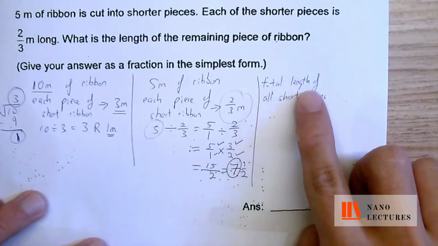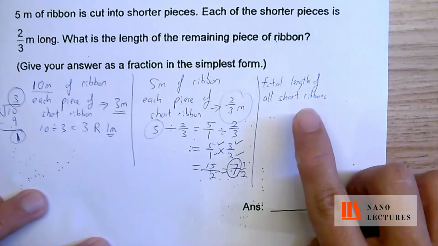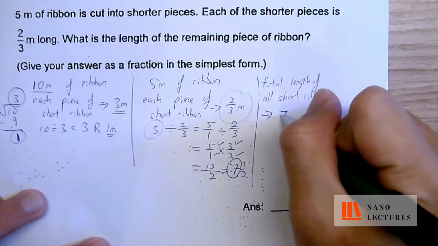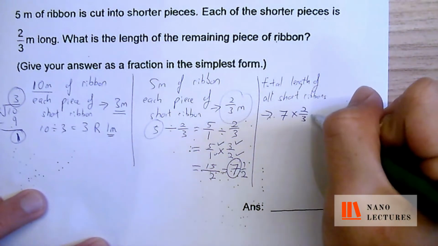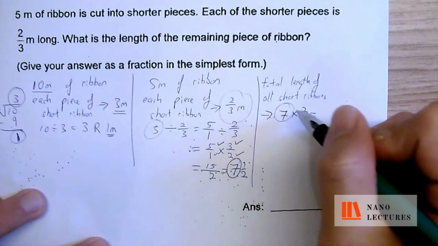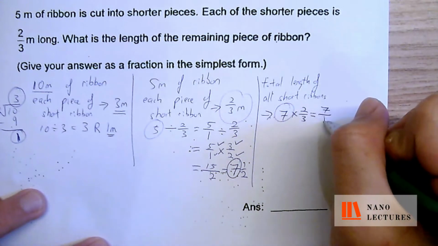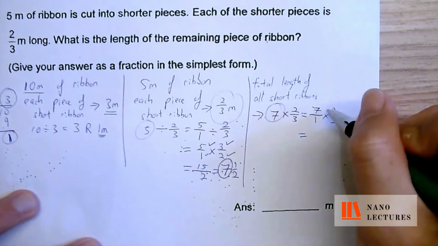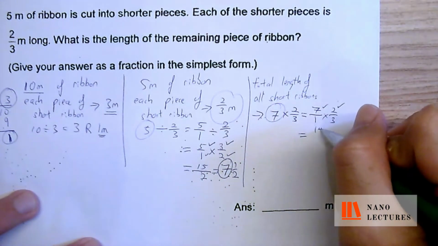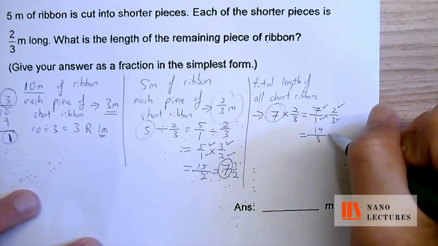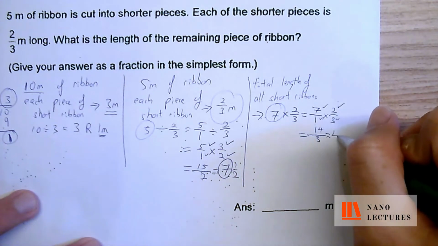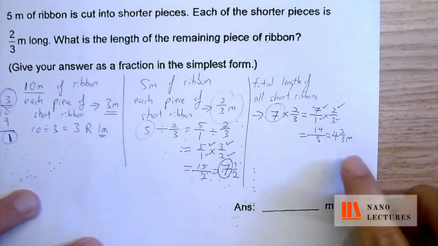Okay, so the total length of all the short ribbons, now that we have calculated, we have 7 sets of this length. So the total length will just be 7 multiplied by 2/3. And remember, like what I always say, change the whole number to fraction first, which is 7/1, the same as 7, multiplied by 2/3, giving us 7 times 2, 14, 1 times 3. So 14/3, and that will give us what? This will give us 4 and 2/3 meters.